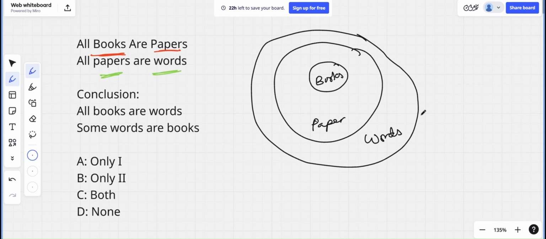All books are words. What do you think? It is true, right? It's true because, see, books is inside the words. So "all books are words" is true. What about the second statement?